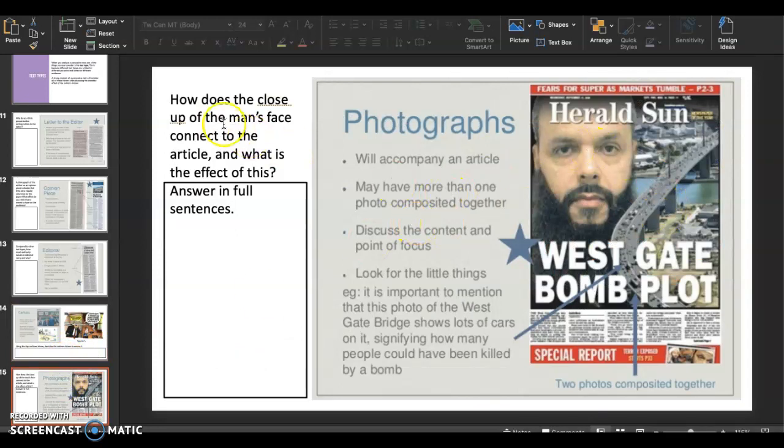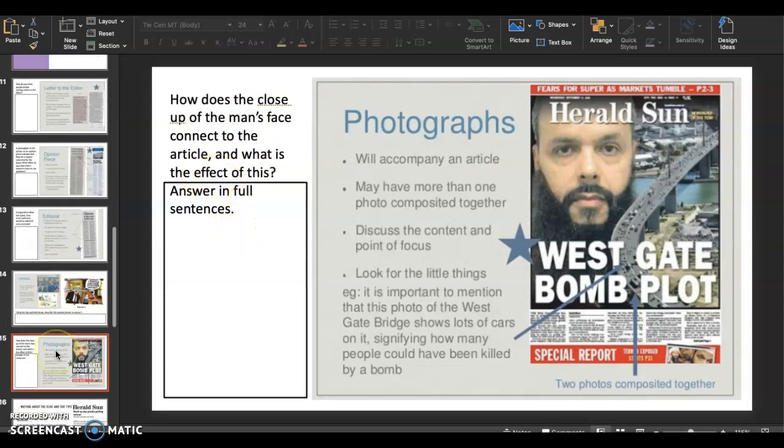Photographs. So photographs certainly say stuff in newspapers, and they're there for a reason. Anybody that studies photography or has any passing interest in photography will know that newspapers design these things to portray a certain message. So this question is asking, how does a close-up of this man's face connect to the article, and what is the effect? Really be thinking about what this effect is. What is the newspaper trying to get across with this?